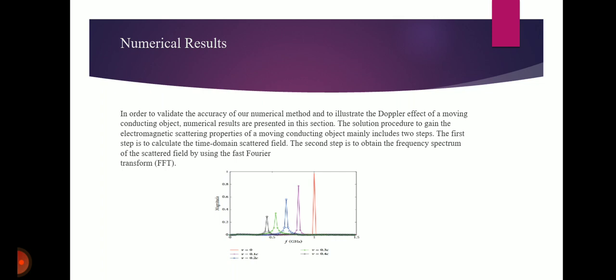Then another is numerical results. In order to validate the accuracy of our numerical method and to illustrate the Doppler effect, as we already studied in physics, a change in the frequency and the pitch, of a moving conducting object, numerical results are presented in this part. The solution procedure to gain the electromagnetic scattering properties of a moving conducting object mainly includes two steps.